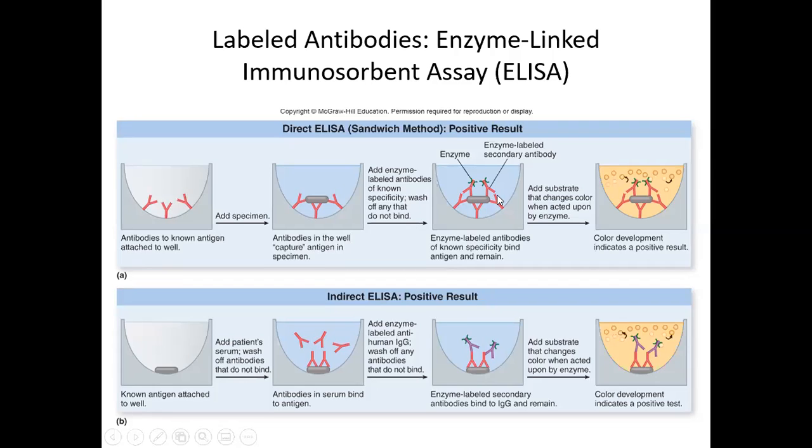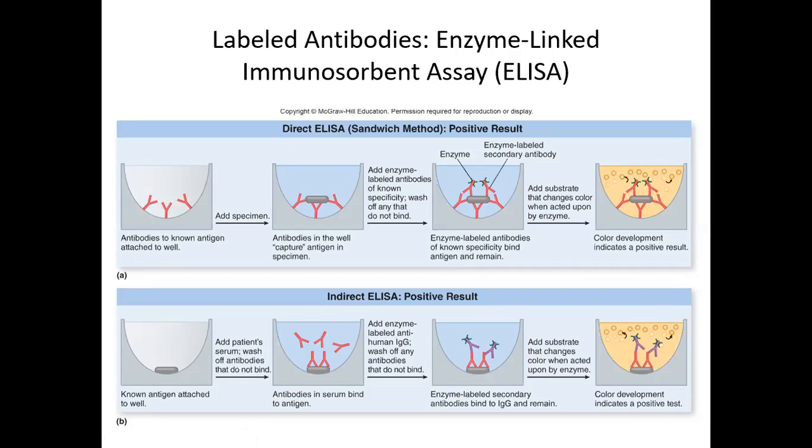And so basically the way this works, enzyme linked, is that the antibody that binds to the antigen has an enzyme that cleaves some kind of substrate, and when it cleaves that substrate, it gives a visual color. And so the pregnancy test is an example of an ELISA with the colored lines.